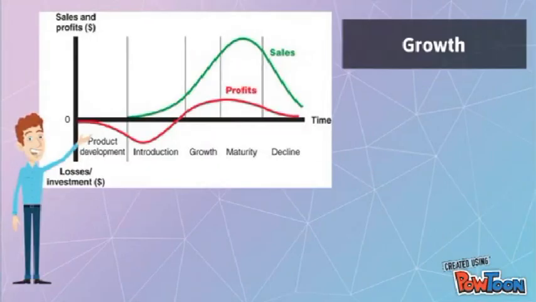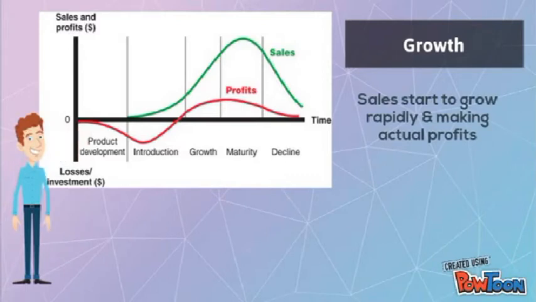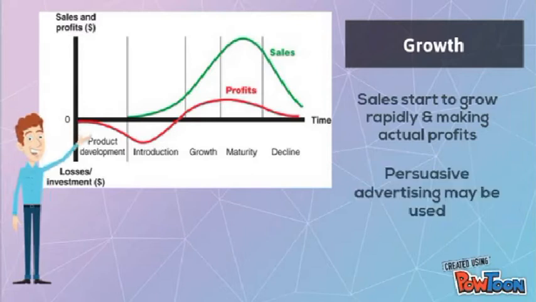For the third phase, which is known as the growth phase, the sales of the firm start to grow rapidly, and the company now is actually making profits. This is a time when persuasive advertising may be used to enhance sales of the firm.